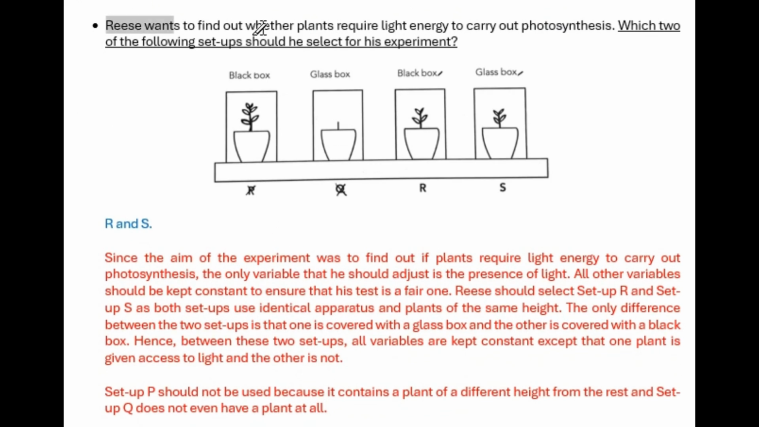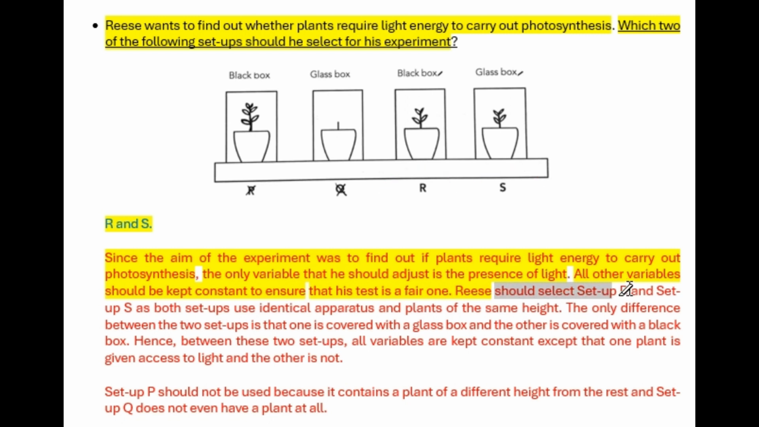Reese wants to find out whether plants require light energy to carry out photosynthesis. Which two of the following setups should he select for his experiment? R and S. Since the aim of the experiment was to find out if plants require light energy to carry out photosynthesis, the only variable that he should adjust is the presence of light. All other variables should be kept constant to ensure that his test is a fair one.